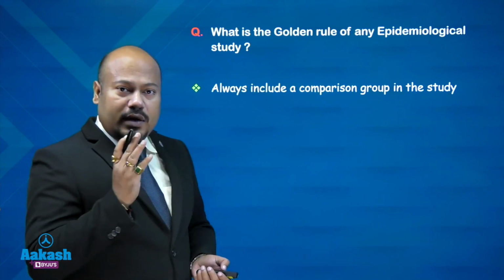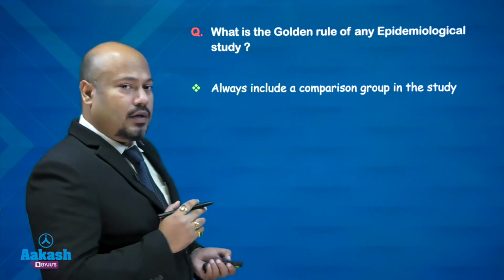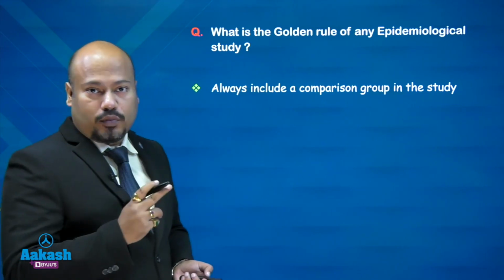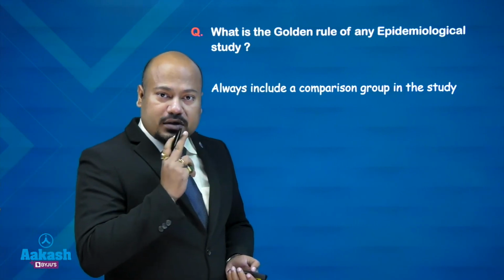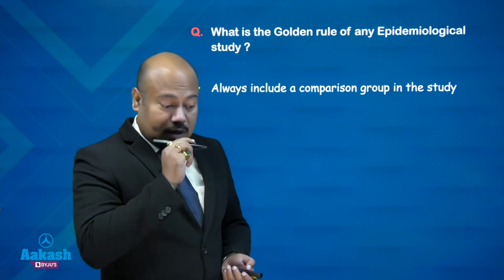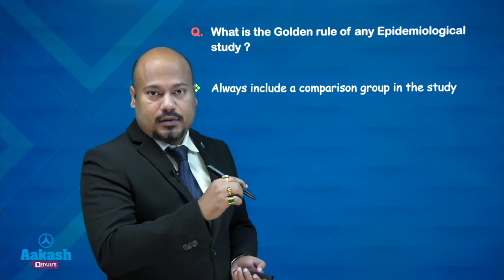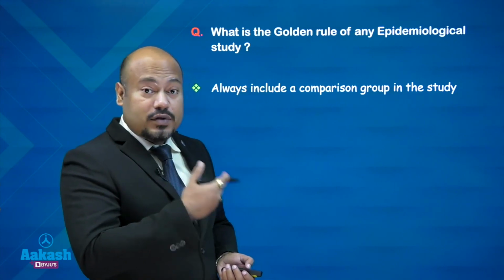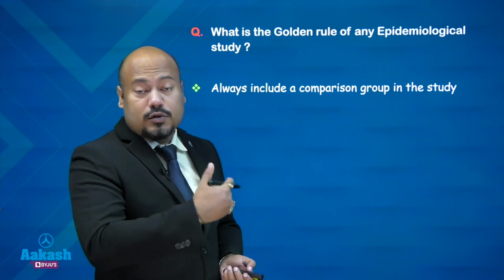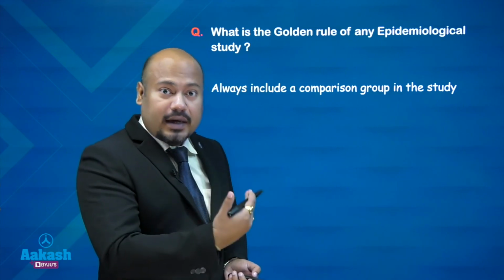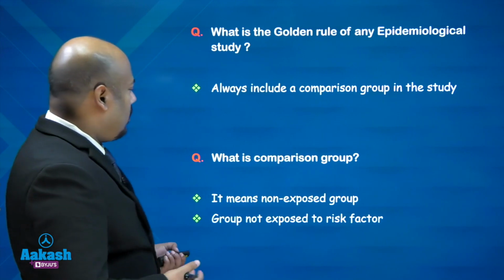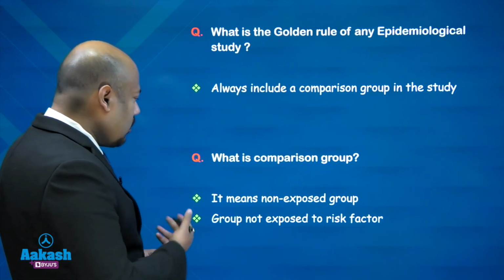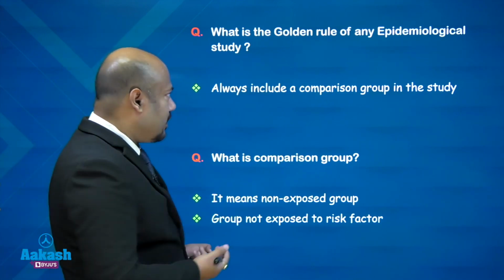Now what is the golden rule of any epidemiological study? You should always include a comparison group. What's a comparison group? Comparison group means a non-exposed group, the group which is not exposed to risk factor. For example, the group which is not smoking. So we have to see the group in which it is not smoking, whether they develop lung cancer or not. So what is comparison group? It means non-exposed group, group not exposed to risk factor.